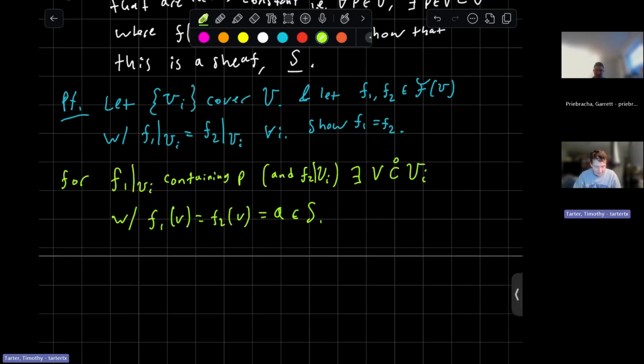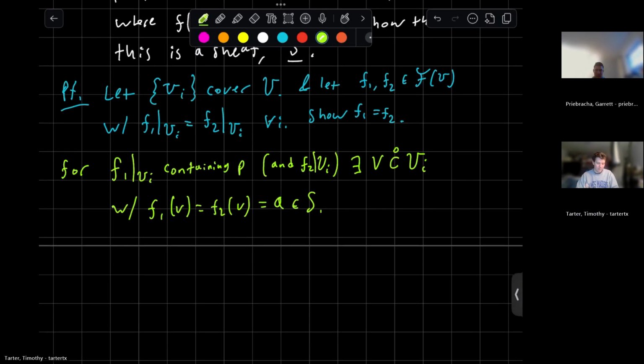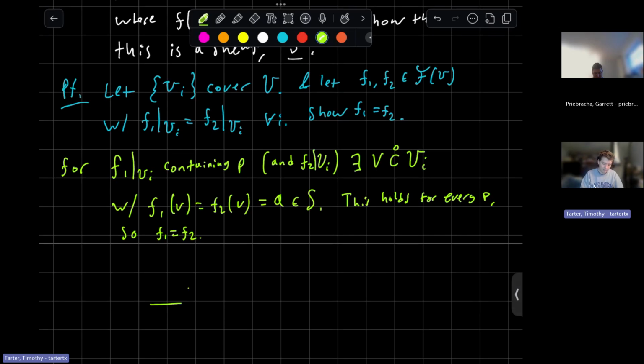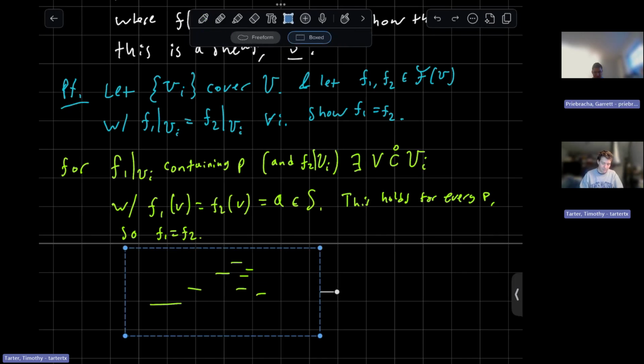And I guess the idea is that this holds for every such P. And so F1 is equal to F2. Basically they just jump around to be locally constant, but it's just kind of like this sort of thing.